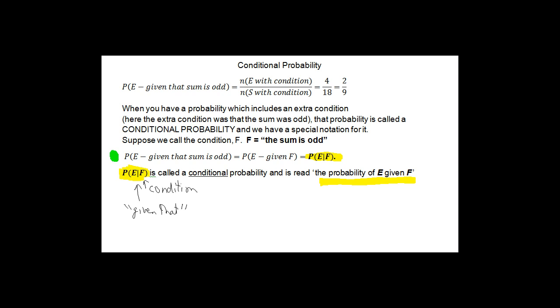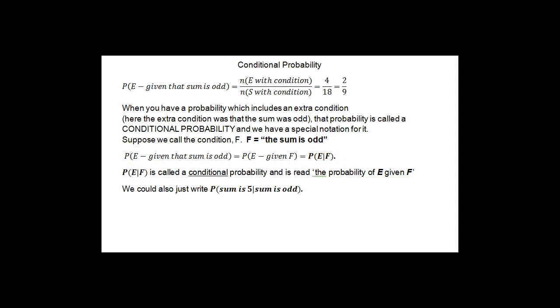The probability of E, the vertical line is read, if you're reading out loud, is read given that. So that's the probability of E given that, and then the condition is read next. So that's the probability of E given that F occurred. The probability of E given F, if you want to say it as concisely as you can. The vertical line is read as the phrase given that. That's called a conditional probability.